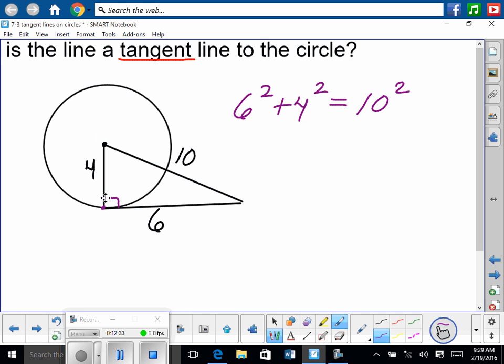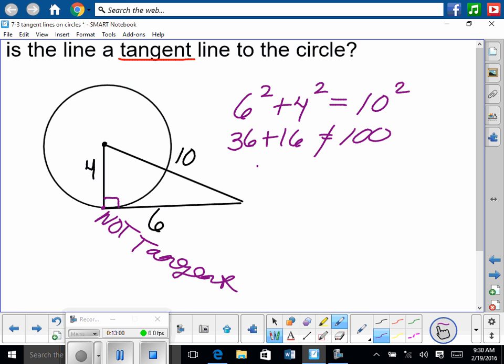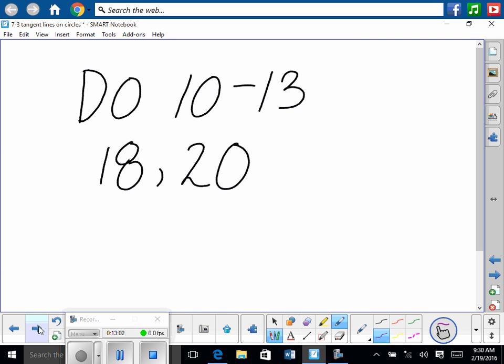Well, is that true? 36 plus 16, is that equal to 100? No. That's not a true statement. Therefore, that must not be 90 degrees. Otherwise, that would have come out, right? So we would say, no, even though that line appears to be tangent, it's not. That line is not tangent. Does that make sense, everybody? Okay? So you're doing these ones.